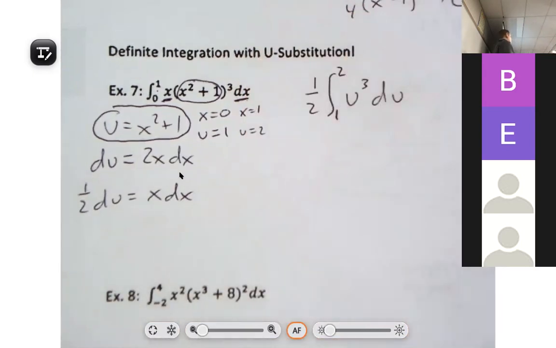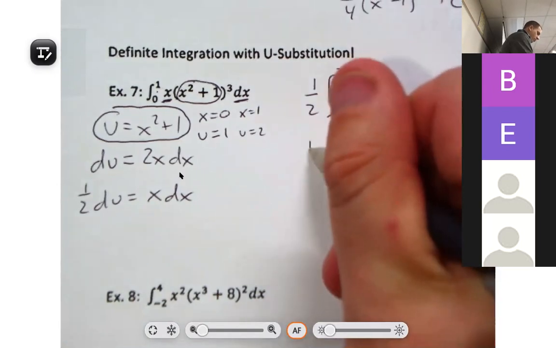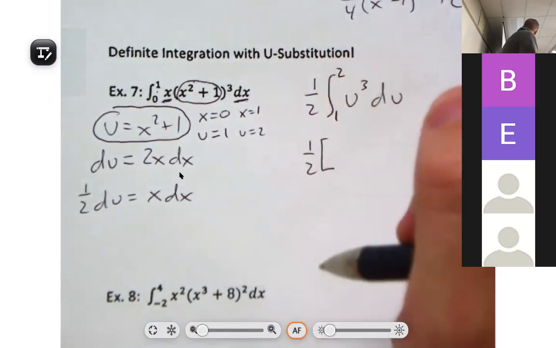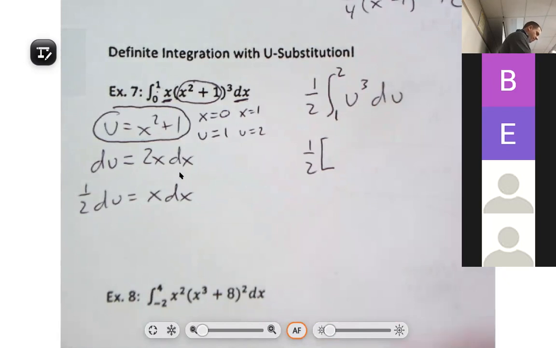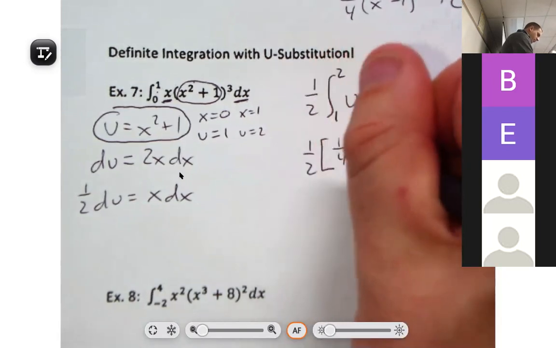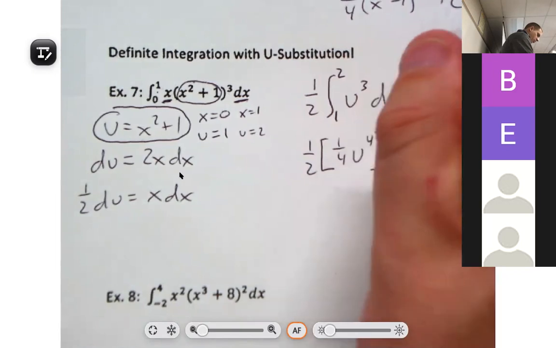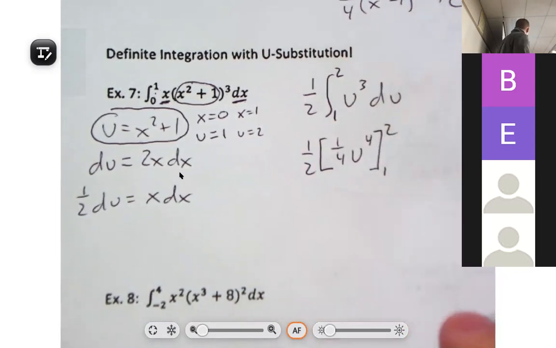Now here's the nice thing. Once you change those limits to u values, you never have to look back to the x's. You never have to go back and plug anything in for u. Now just do all your work moving forward with just u's. Don't change them back. I'll show you what I mean by that. So I have 1/2. I'm going to integrate u cubed. So 1/4 u to the 4th, from 1 to 2. Keeping in mind, guys, we're doing a definite integral now, so we don't need the plus c.